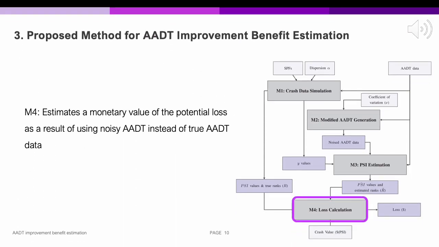Finally, in Module 4, we compare the total true PSI values from true hotspots, which is the network screening result using perfectly accurate AADT data, and hotspots based on the noisy AADT data. The difference in PSI can be converted into a monetary value based on the societal cost of each PSI unit.